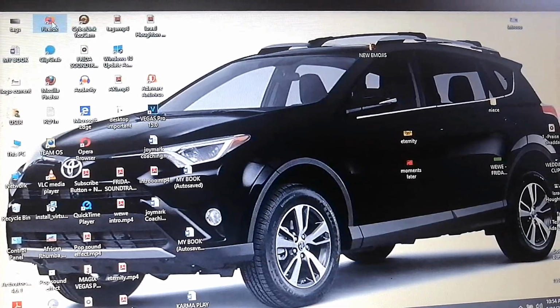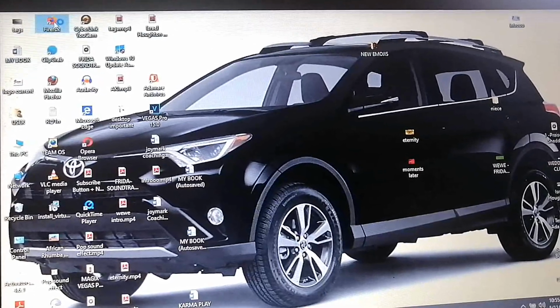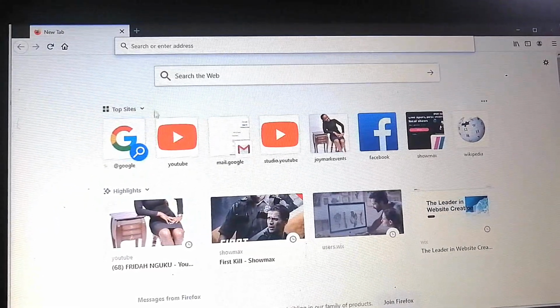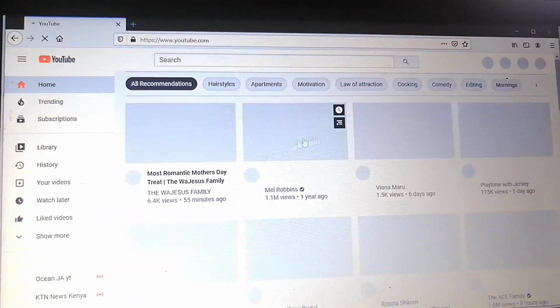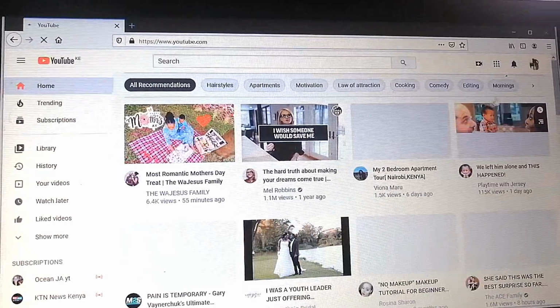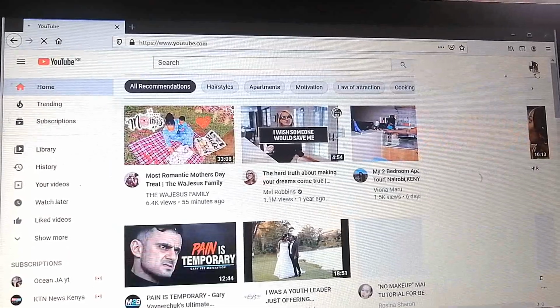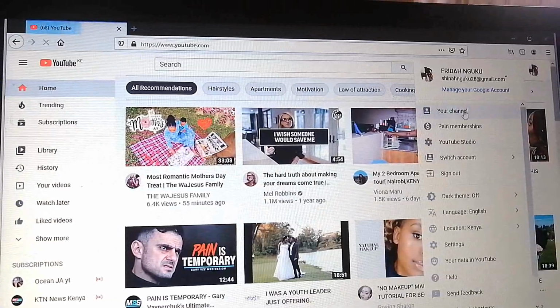But when it comes to your tags, there's a portion in your YouTube Studio where you can put them. So you're going to open your browser. I use Firefox. It brings you here. Then you open your YouTube. After your YouTube is open, there's this portion right here. I hope you can see my cursor right here, where you can go to your channel. Then you click on your channel.